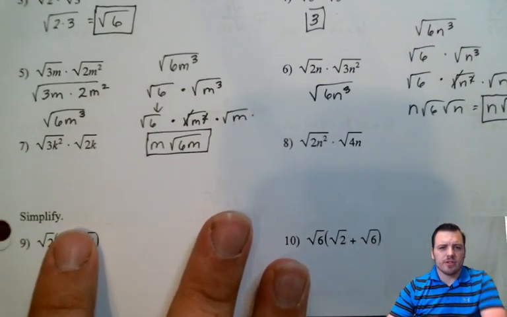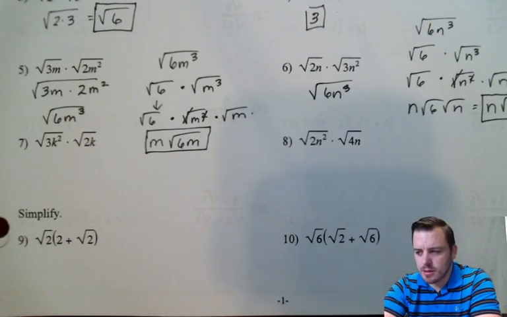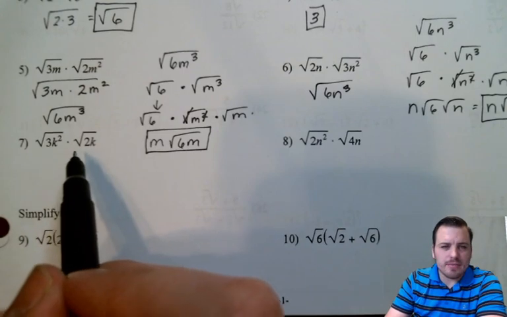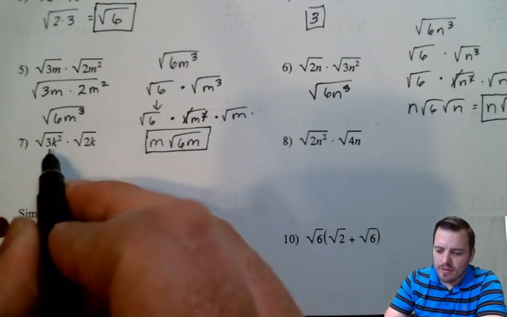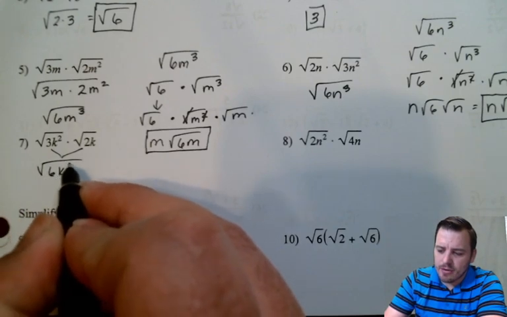All right, let's look at number 7. Number 7 says this: radical 3k squared times radical 2k. If I multiply the insides together, I get 6k cubed.